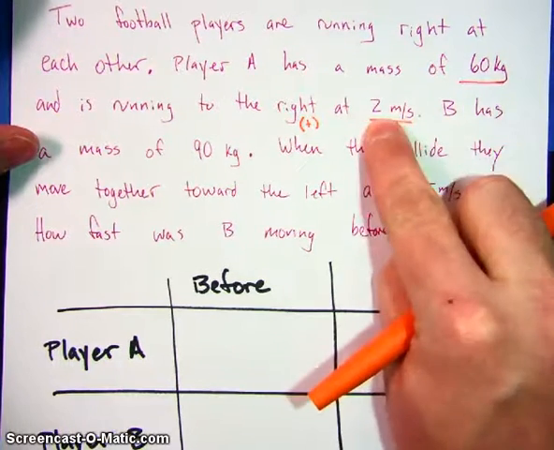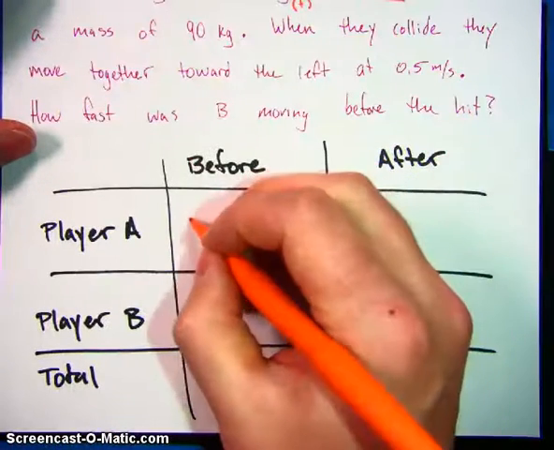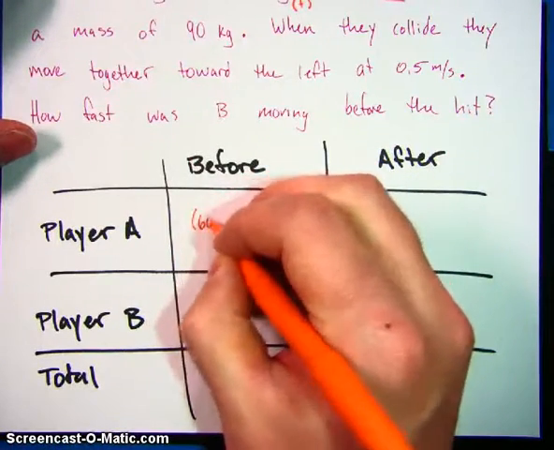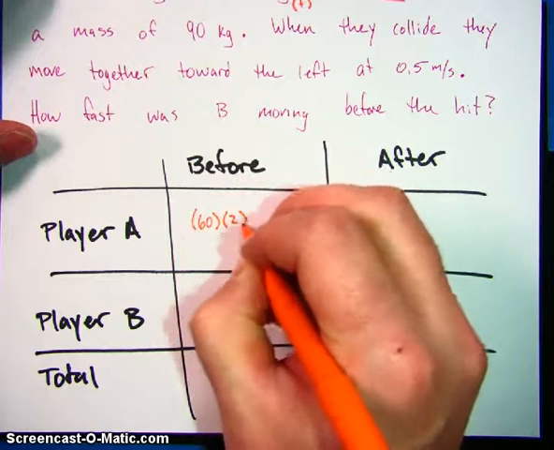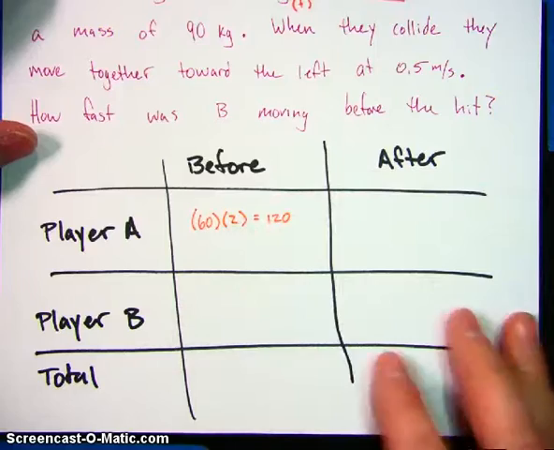That's just what I chose. So this is going to be a positive 2. So 60 kilograms running 2 meters per second to the right. Fill it in my before chart. 60 is the mass, times 2 is the velocity. That's 120 for that player's momentum for the before part.